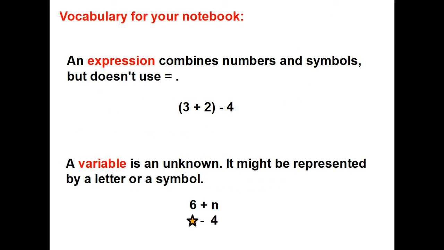So we'll start with some vocabulary for your notebook. You'll need to stop the video in just a second and add this in. An expression combines numbers and symbols, but it doesn't have an equal sign. So if you're looking at (3 + 2 - 4), that's an expression. A variable is an unknown. It might be represented by a letter or a symbol. It might look like 6 + n or star - 4.